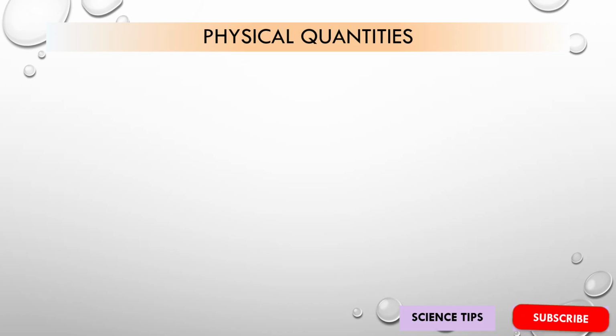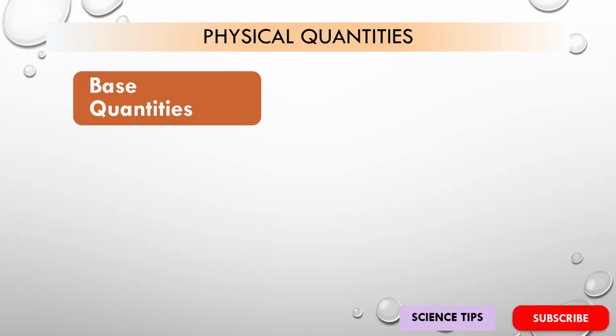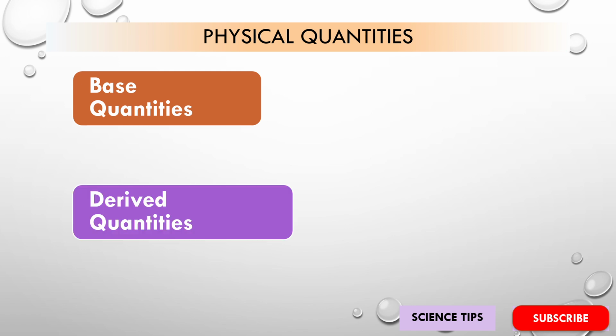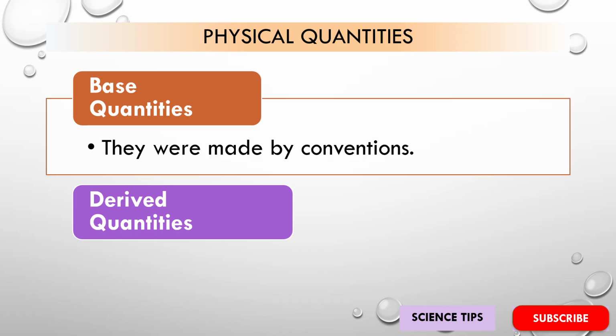There are different physical quantities for measurement, and the first one we call base quantities, the first level, and the second one we call derived quantities. Base quantities were made by conventions, which are kind of agreements. As I said, scientists came together and agreed on how they would be measuring these quantities.